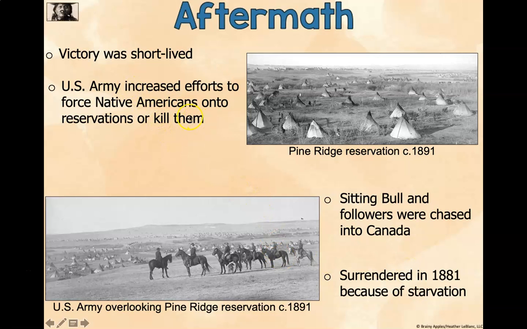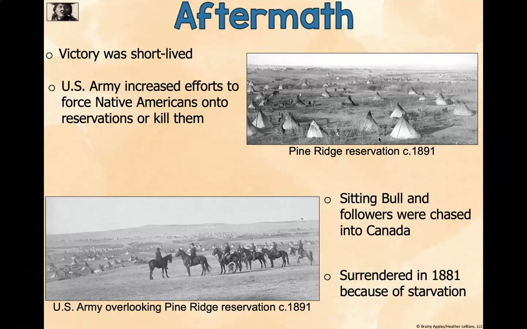Victory was short-lived, but the U.S. Army increased efforts to force Native Americans onto reservations or kill them. This is an example of the Pine Ridge Reservation. Imagine, let's just put it into perspective. The Native Americans believed that the land was sacred, that the land belonged to everybody.